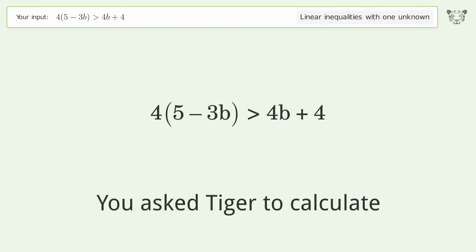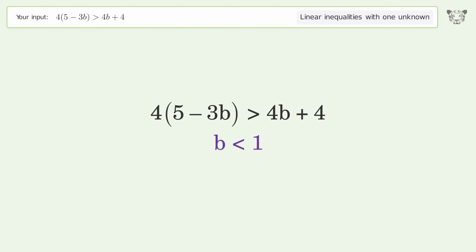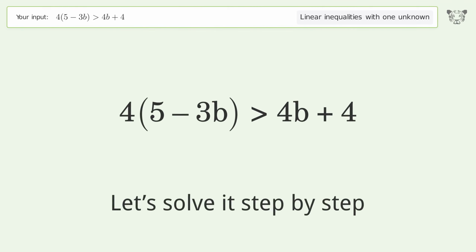You ask Tiger to calculate. This deals with linear inequalities with one unknown. The final result is b smaller than 1. Let's solve it step by step.